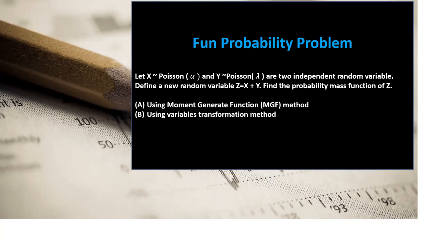In this video, I'm going to show you two methods to find it. The first method I'm going to show you is using the moment generating functions, the MGF method. And the second one, we're going to take a look at the same problem by using the variable transformation method. Of course, we expect them to get the same answers, right?